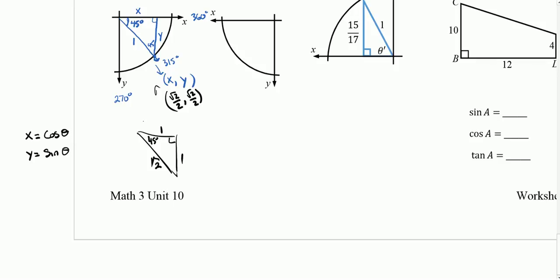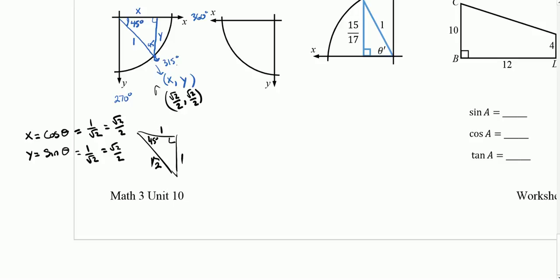Then the cosine of that angle is adjacent over hypotenuse, which we get 1 over root 2. And the sine is the opposite over our hypotenuse, which we get 1 over root 2. And we get the same answers, because when we rationalize these, we get root 2 over 2, root 2 over 2, and those are our x and y values.